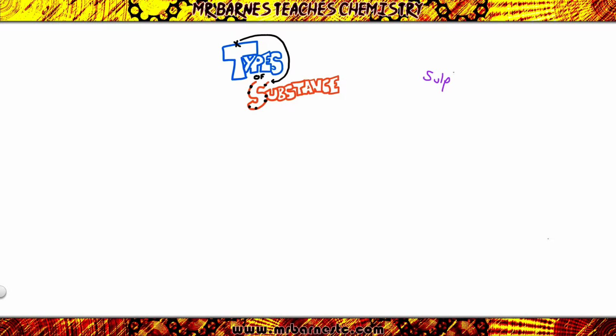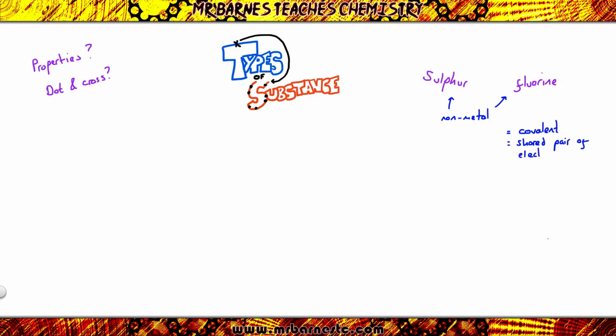On to a second example. This time I'm going to have a look at sulfur and fluorine. What are the properties? Can I draw the dot and cross diagram? Well, both of them are non-metals. If they're both non-metals, it must be covalent. So I'm going to have a shared pair of electrons.